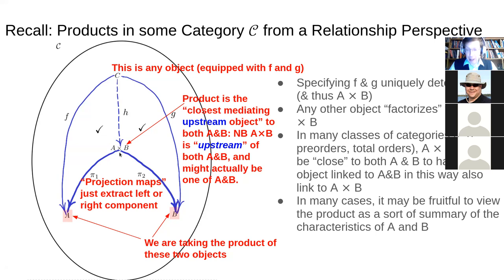And in fact, in many categories, like pre-order categories, it's useful to think of this as the closest mediating object. There may be other objects that mediate A and B that can lead to both A and B, like this one, C. But this is the closest one. The others that mediate all have a unique morphism to this. So this is the one that's closest to A and B, while at the same time guaranteeing this relationship. So it's upstream of A and B. This is product from any category C, okay?